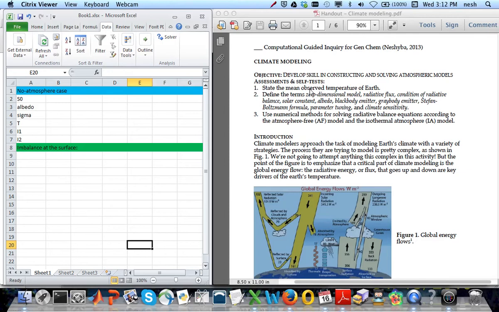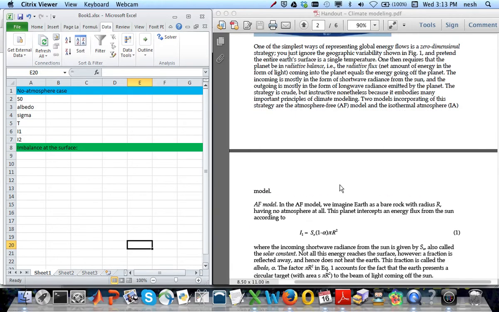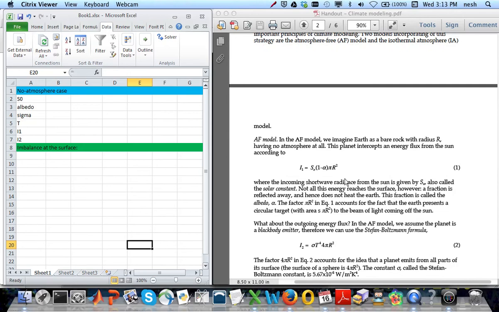So here's the handout for that, and here's figure one, which just shows you the basic idea. We've got shortwave coming in from the sun, and longwave coming off the Earth. When those two are in balance, equal to each other, then we're in radiative balance. What controls this longwave is the temperature of the Earth. The higher the temperature of the Earth, the more longwave, and so that's a mechanism by which the Earth will find its own proper temperature.